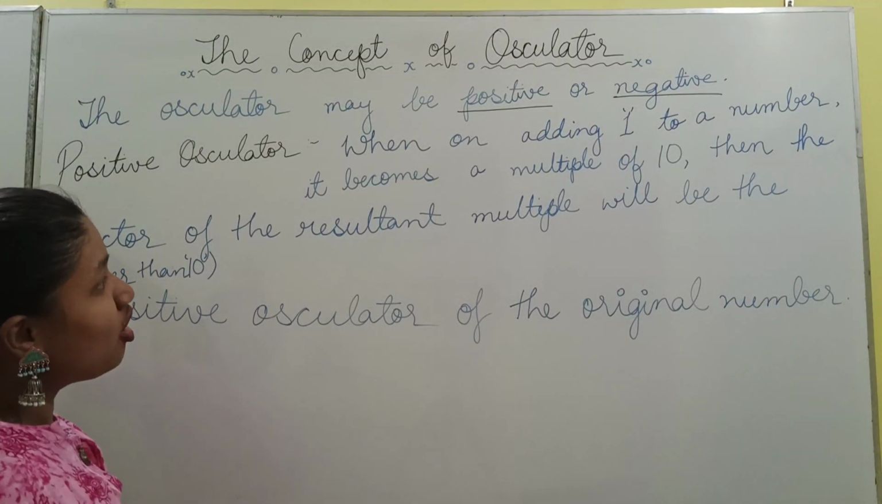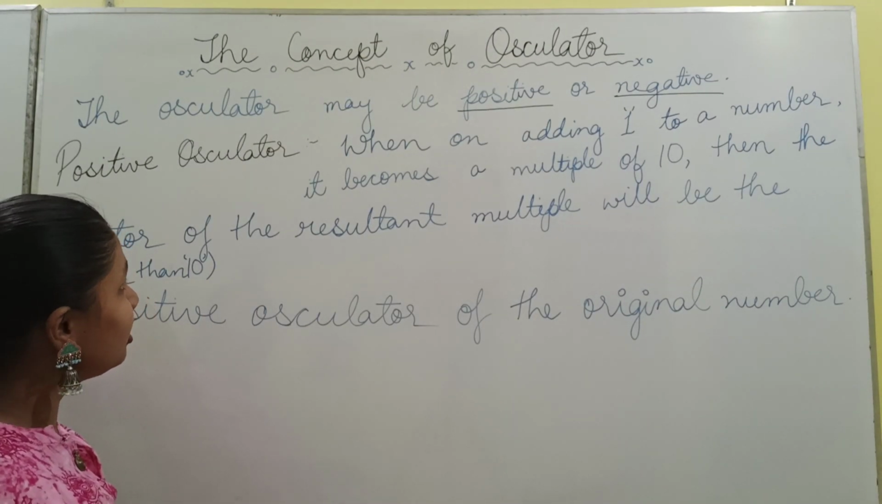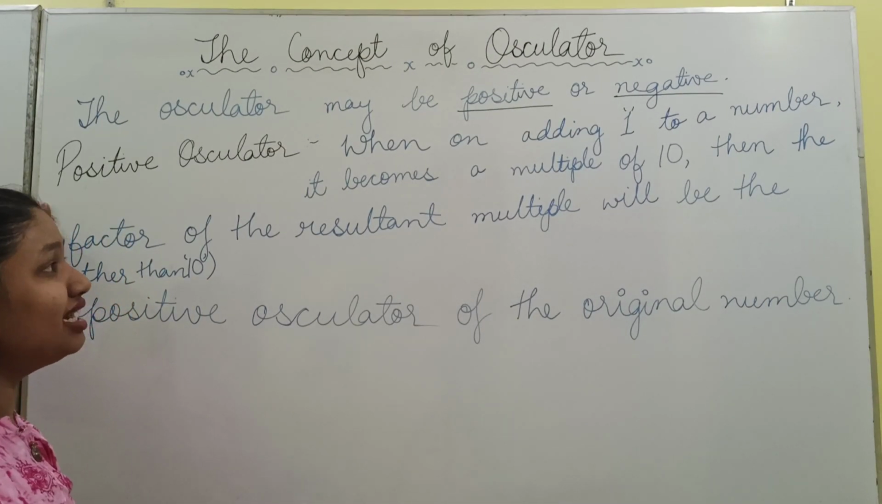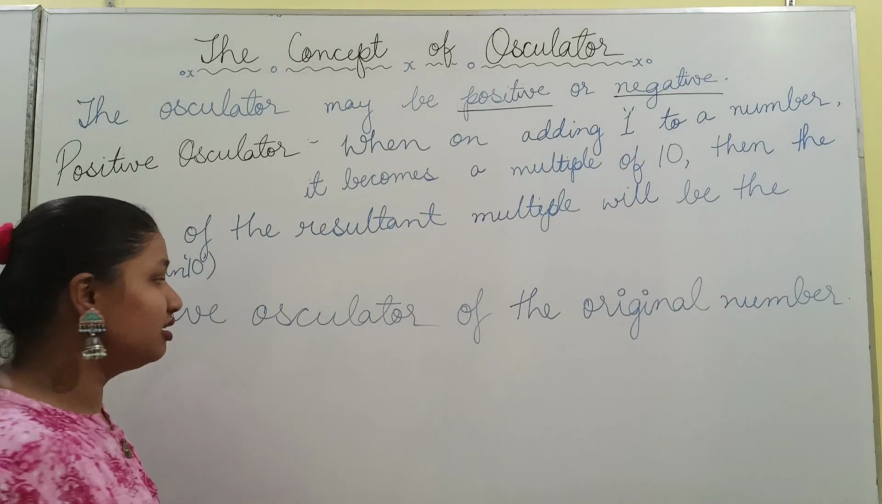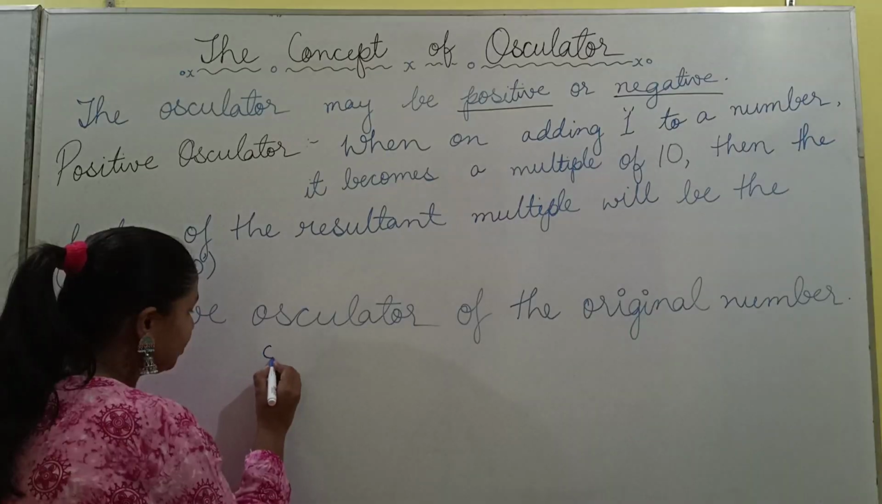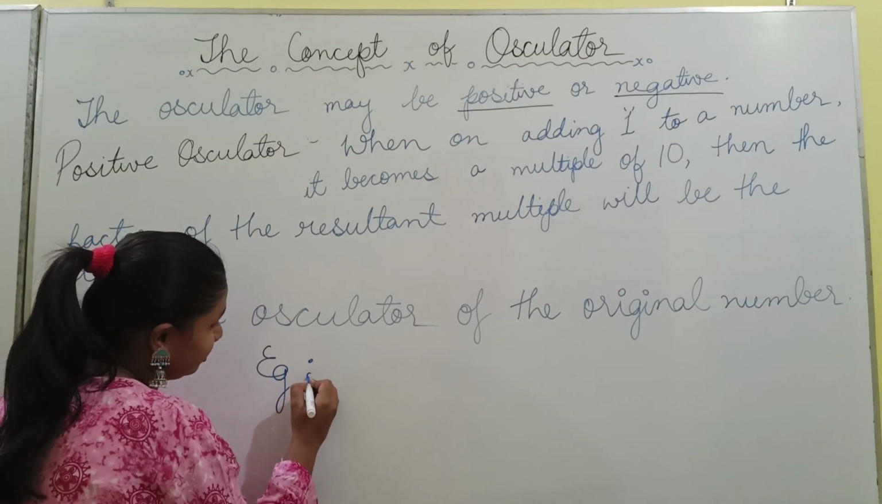When on adding 1 to a number, it becomes a multiple of 10, then the factor of the resultant multiple will be the positive osculator of the original number. Okay. Now, let's understand it by taking an example, say 39.